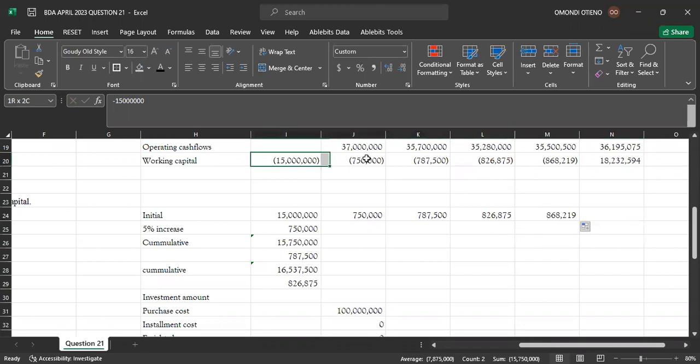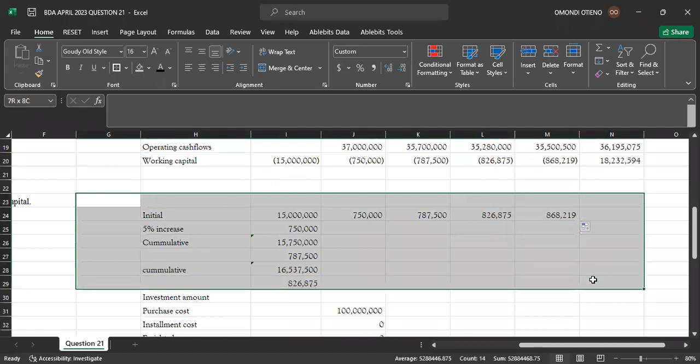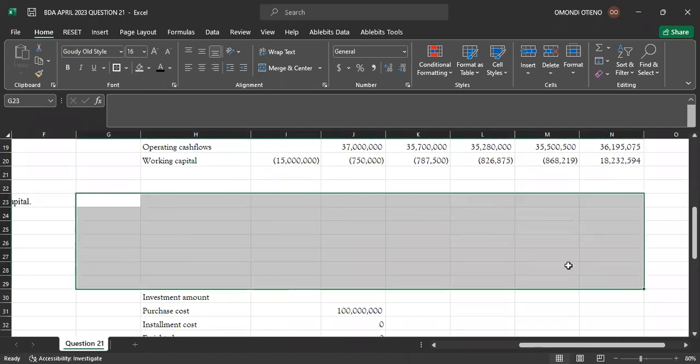I've indicated negatives here to mean they are cash outflows. But then in the last year, I'm going to recover all of them. That's why I have it here now as a positive number. So I believe my people are now able to understand that.